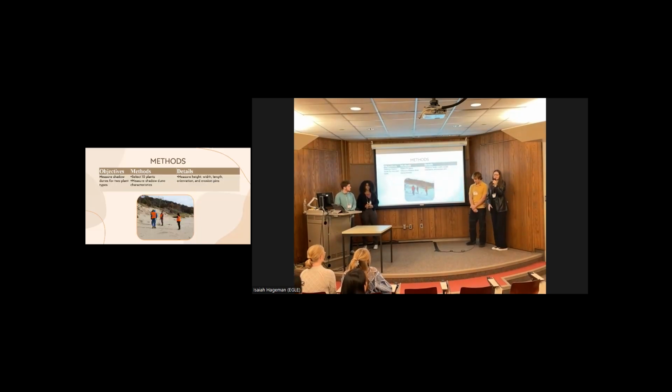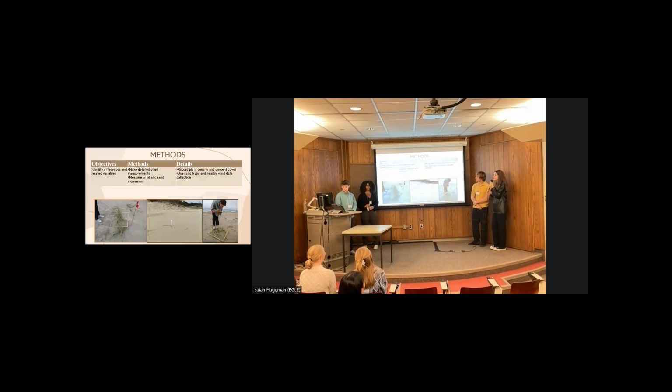Yeah, so another objective we had was to measure the shadow dunes for the two types of plants. So every week we went out and we measured the 10 plants we chose, so 5 sea rocket and 5 Ammophila breviligulata, or American beach grass. And we measured the shadow dune characteristics, so height, length, width, or orientation, so south or north, which did change over our weeks, and erosion pins. So we did this every week for 3 weeks, just determining what's going on and how it's working.